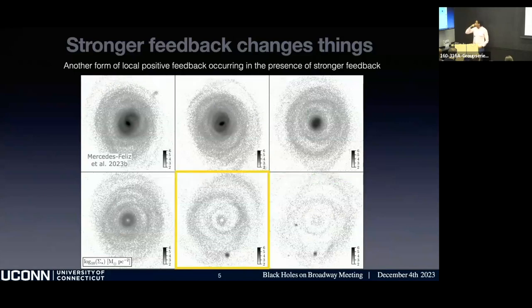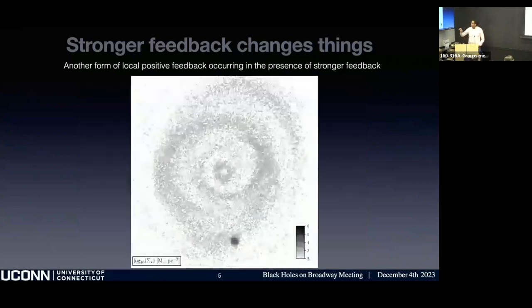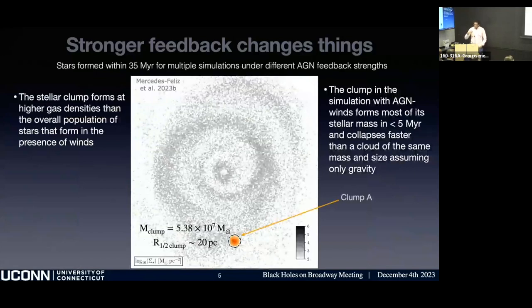Particularly the one I focus on in the paper is clump A, which we notice is forming in much higher density gas, as opposed to the overpopulation of stars that form within the same 35 million year period. We also see that this clump is forming much faster than if we just assume gravitational effects. So the AGN winds are allowing the gas to compress to much higher densities and collapse much faster than radiative feedback.